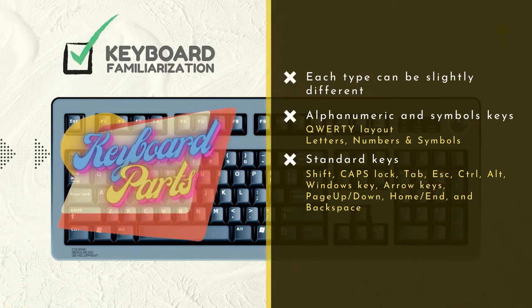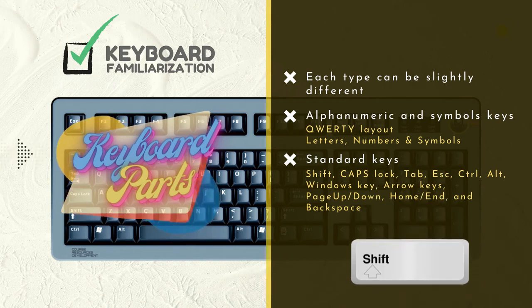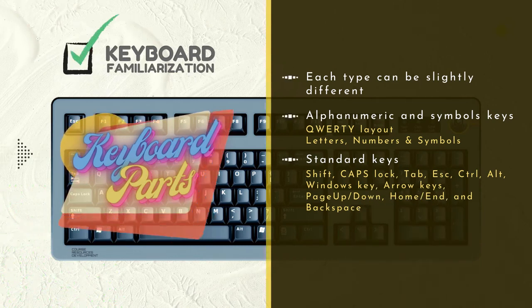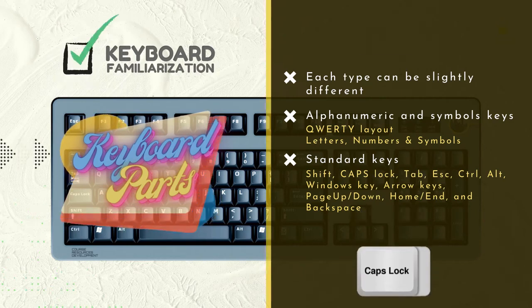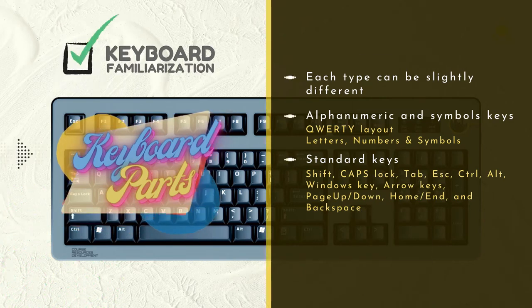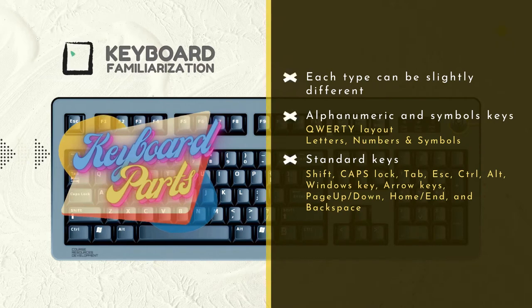For example, when you are typing, you're going to use the Shift key to make an uppercase letter. Or if you want to type in all uppercase, you might use the Caps Lock, so you don't have to hold the Shift key. Likewise, the Tab key does different things. It can either move you across the page if you're doing word processing, or it can skip you from field to field when you're filling out something like an online form.